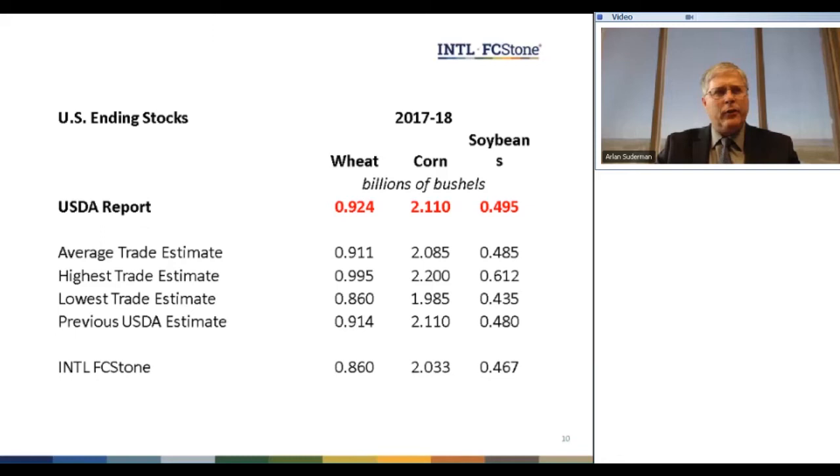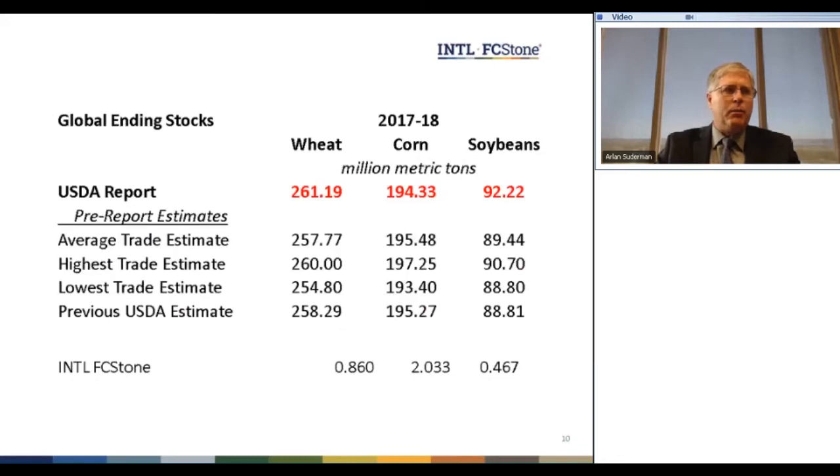Now, we're anticipating that the corn and the wheat numbers and the soybean numbers will all make their way lower, not necessarily to levels that are bullish, but at least heading in the right direction if you're a producer.